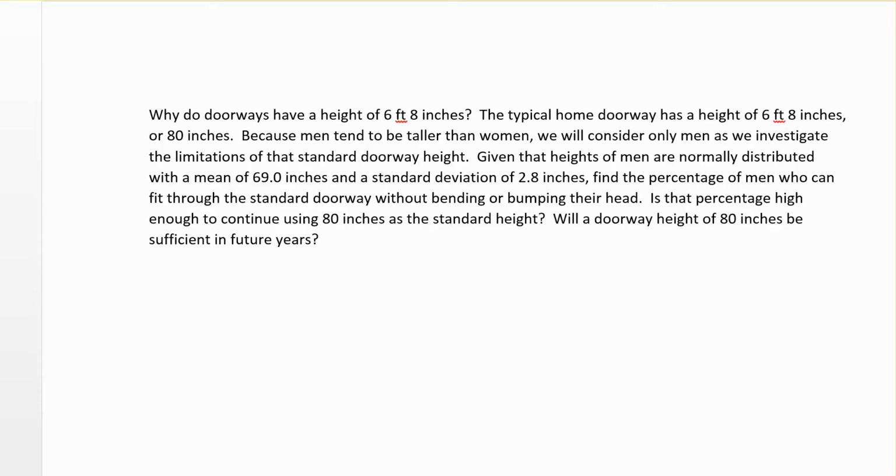We want to then evaluate or interpret, is that percentage high enough to continue using 80 inches? And will a doorway height of 80 inches be sufficient in future years?